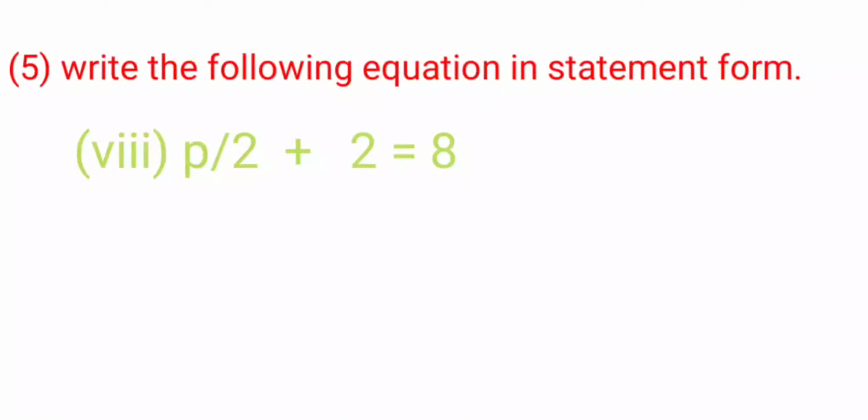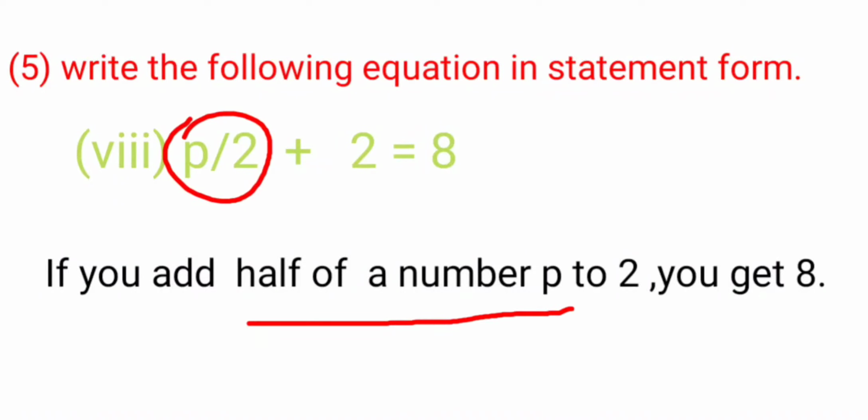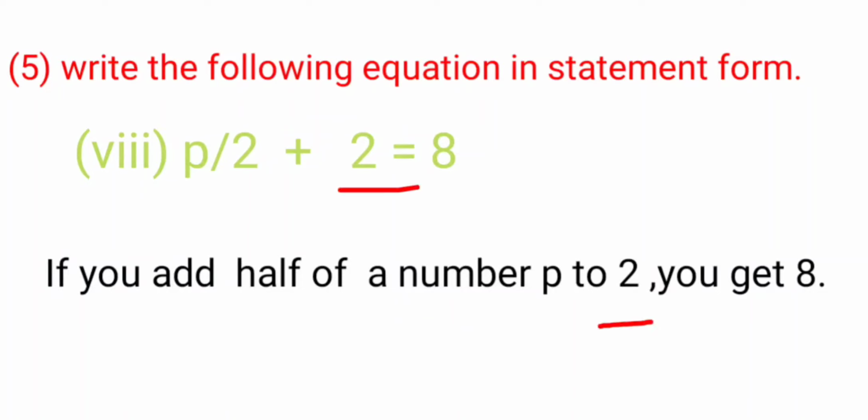Next, p by 2 plus 2 is equal to 8. We can write: if you add half of a number p to 2, you get 8. p by 2 means half of the number p, to 2 means plus 2, and we get 8, is equal to 8.